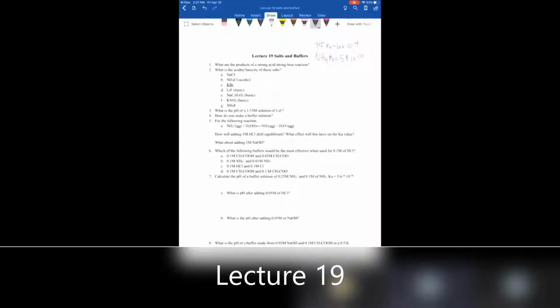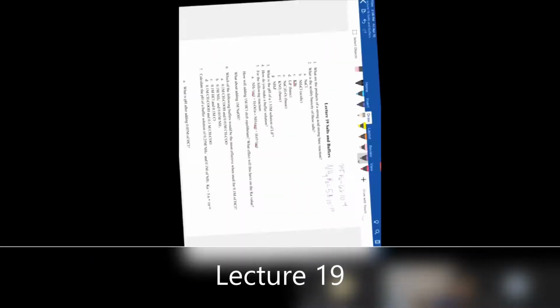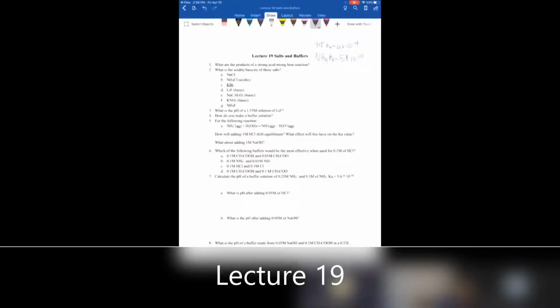So, the first question is, what are the products of a strong acid, strong base reaction? Do you remember that? Just water and a salt. Yeah, that's exact. Water and a salt, always.